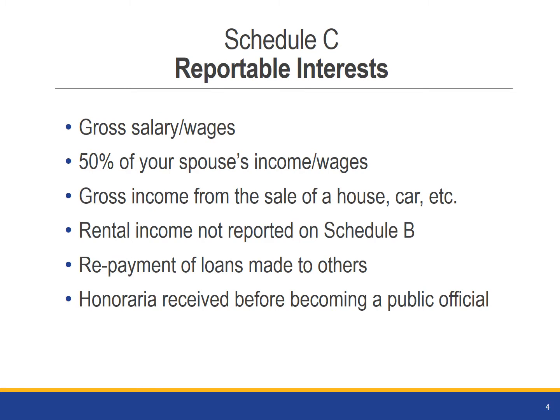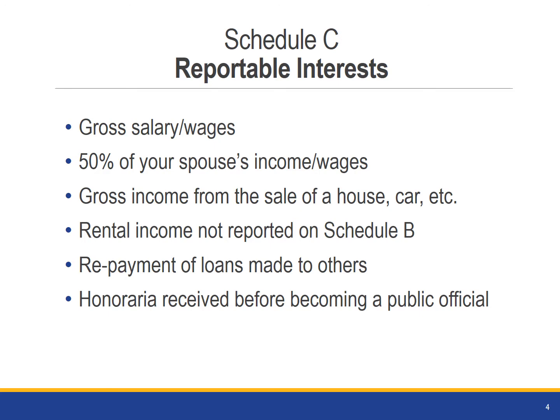This slide shows various types of income that you may have to disclose. In general, you will report income from an employer, as well as income from someone who purchases your car, boat, or house. You must also report any rental income that is not reported on Schedule B. This would be necessary if your property is not in your jurisdiction, but the person renting it does business in your jurisdiction. In that case, the income generated from your rental property is reportable on Schedule C.